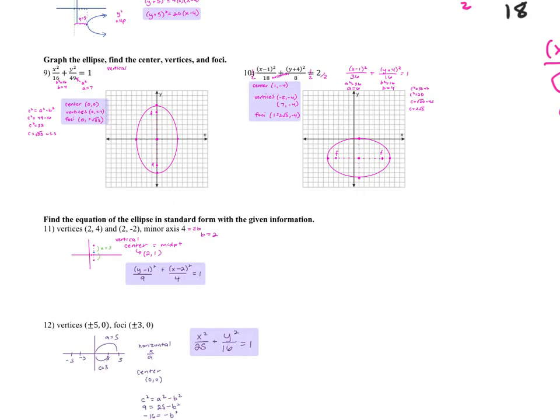So if it was the vertical one, like if it's number 9 and the larger number's under the y, I go up and down that a. But everything else is, I go up and down the a and I go up and down the c, which means my y is going to change.